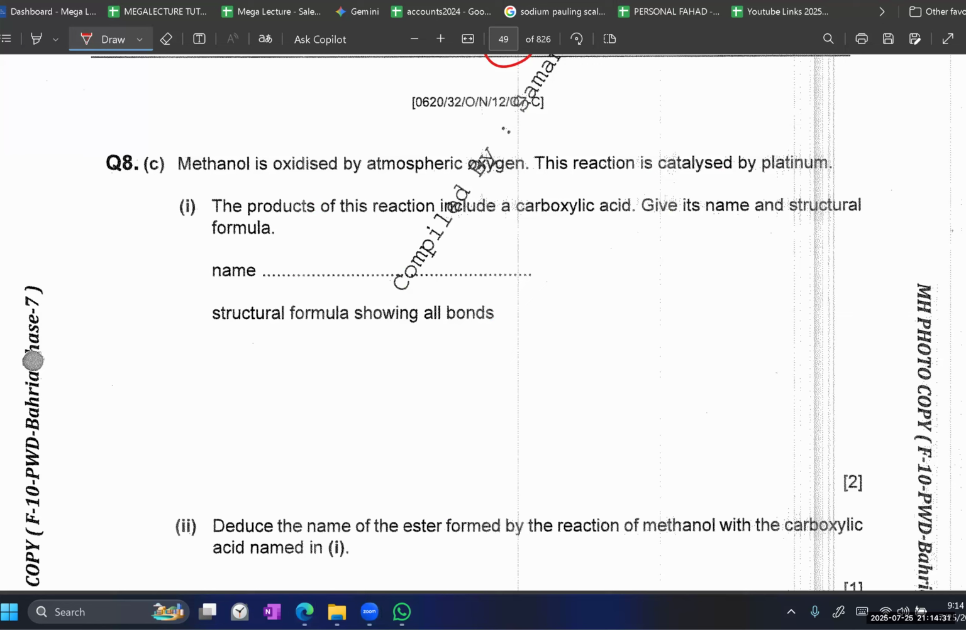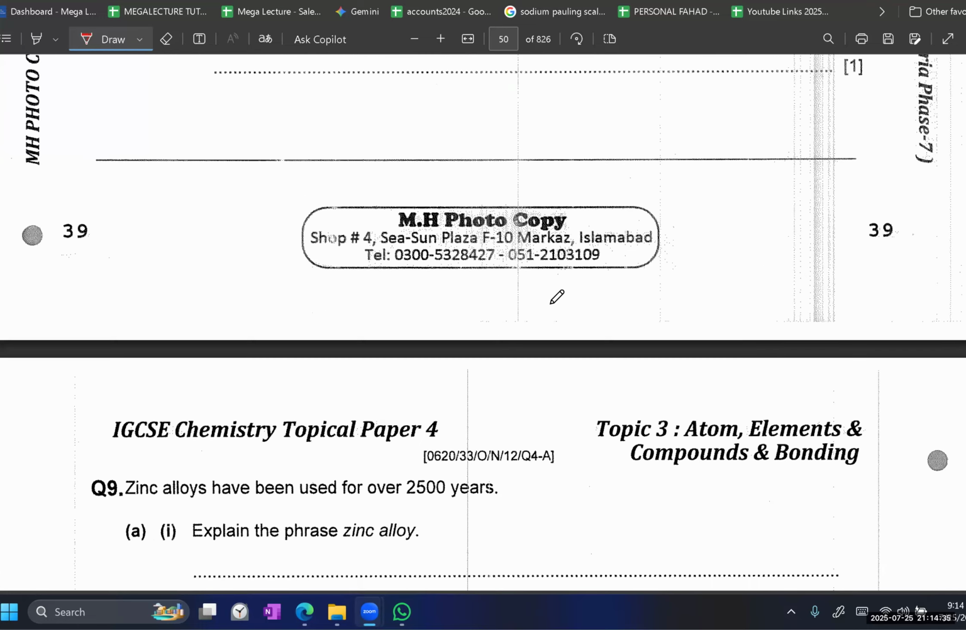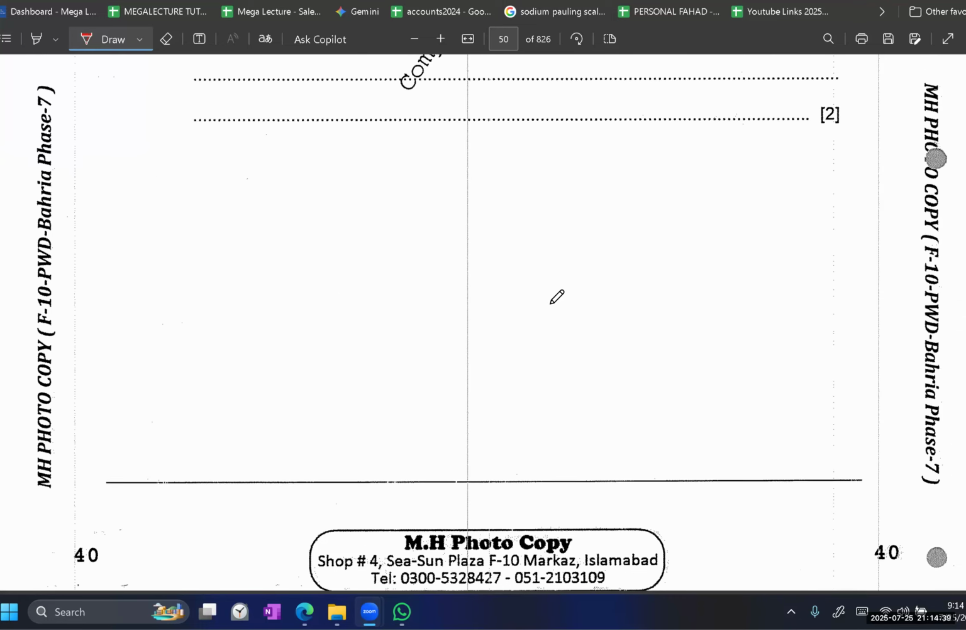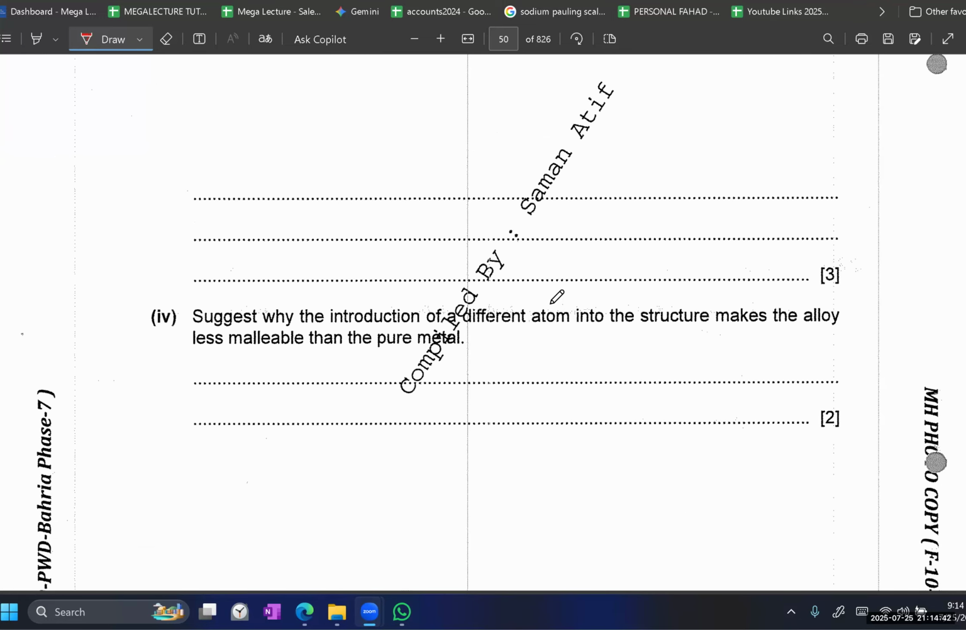A mixture of metal and an impurity, sir. Okay, and what would a zinc alloy be? It's going to be a mixture of zinc metal with another metal or some sort of impurity, right?